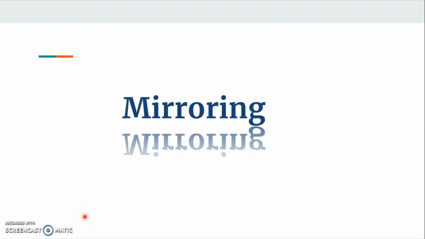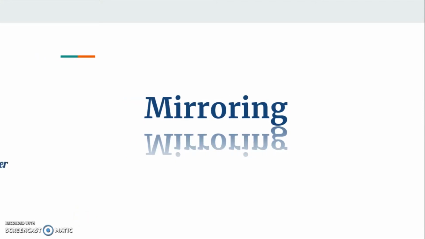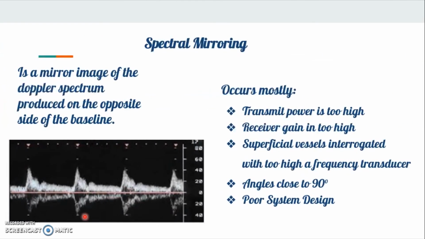So, another artifact to talk about is mirroring. We have spectral mirroring and color mirroring. Mirroring is a mirror image of the Doppler spectrum produced on the opposite side of the baseline, as you can see here. So that's the real image, and that's the spectral mirroring. It occurs mostly if the transmit power is too high, if the receiver gain is too high, and to correct that, we can lower the gain.